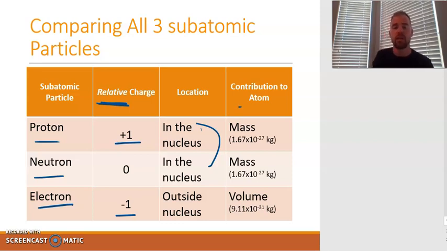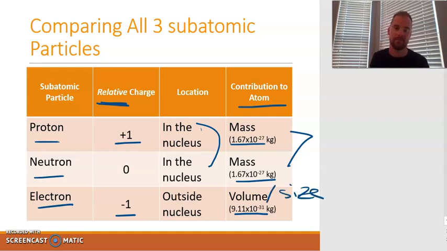And finally, what do they contribute to the atom? The protons and neutrons contribute to the mass. Notice their masses are roughly the same. Whereas the electrons, not very heavy, but they zoom around the nucleus, contributing to the volume or size of the atom. How do you count how many protons, neutrons, and electrons there are? That's in the next video.